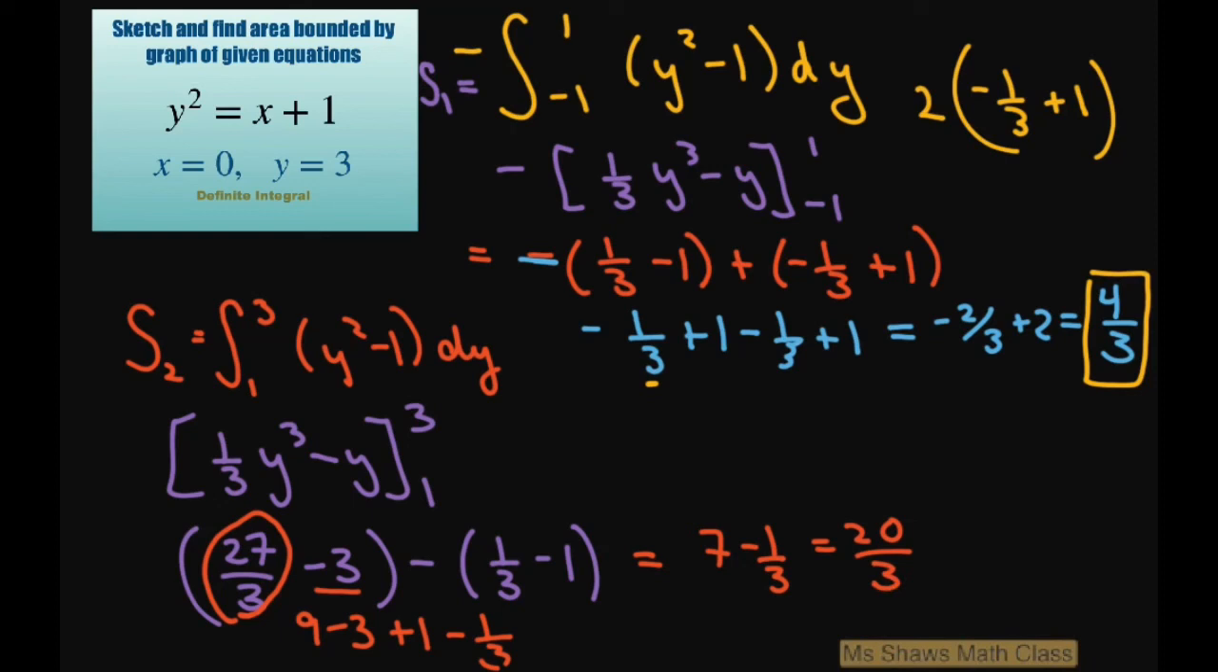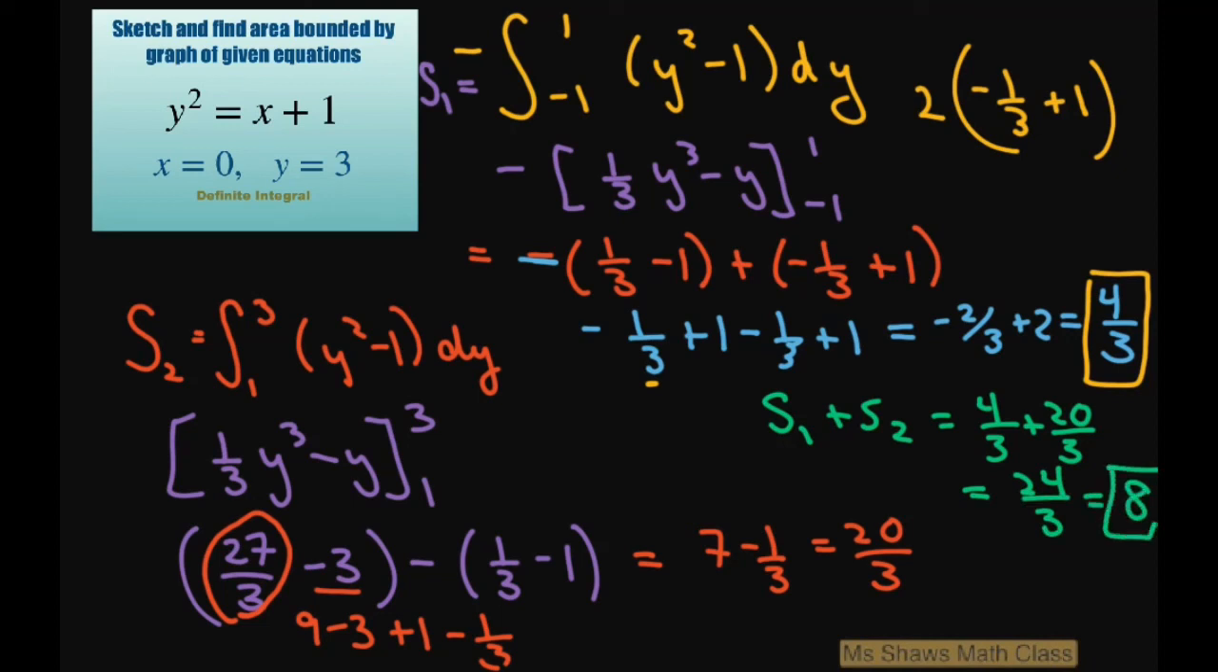And the only thing we have to do now is add the two areas. And that's going to be 4/3 plus 20/3. And that gives you 24/3, which equals 8. And that's your final answer.